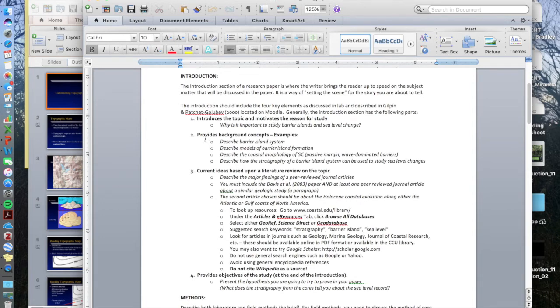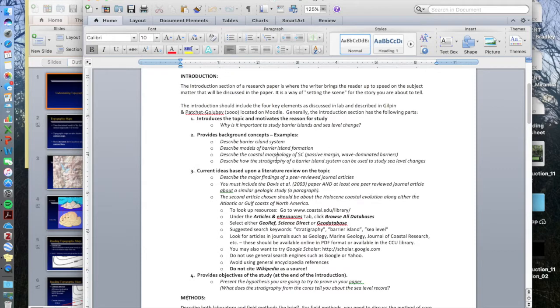Then you'll provide some background concepts. What is a barrier island? How do barrier islands form? Hint, that is in the Davis paper. He identifies 3 different models of barrier island formation, so you'll want to talk about those. Then the coastal morphology of South Carolina: talk about the beach and how it looks and how it changes seasonally.